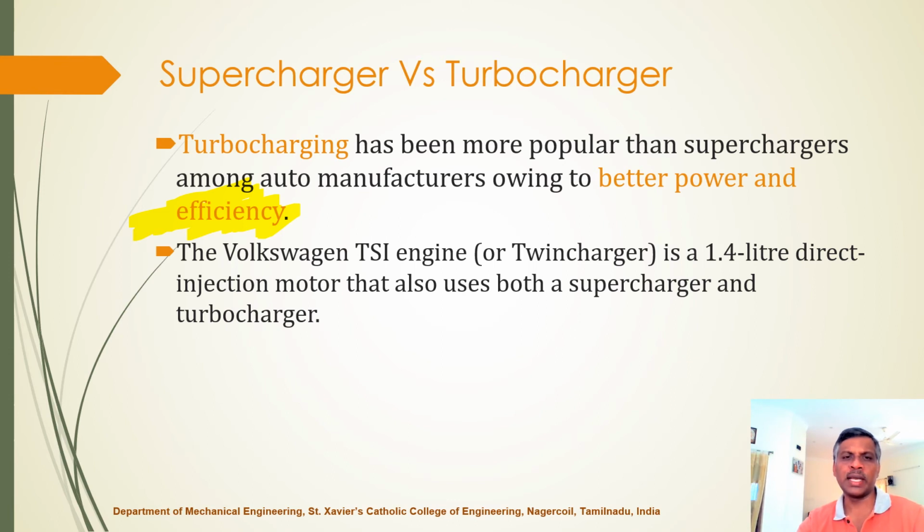And now Volkswagen has come up with a technology in which they have both a supercharger and a turbocharger, because the problem with the turbocharger is that it doesn't work at low speed. So at low speed, they use the power of the crankshaft, so it is a supercharger. Once the vehicle attains the speed, the turbine operates and it becomes a turbocharger. So that is also possible. Nowadays it is coming up.